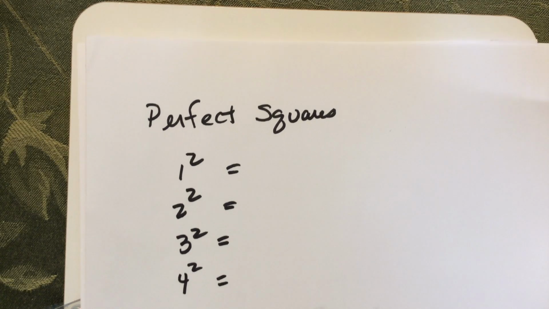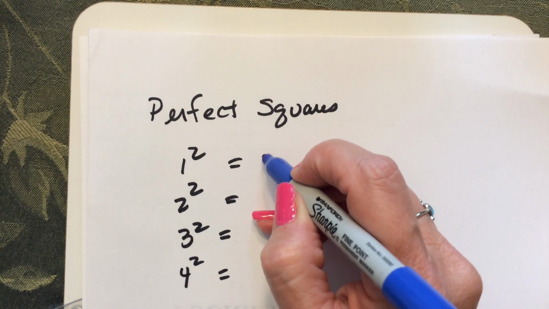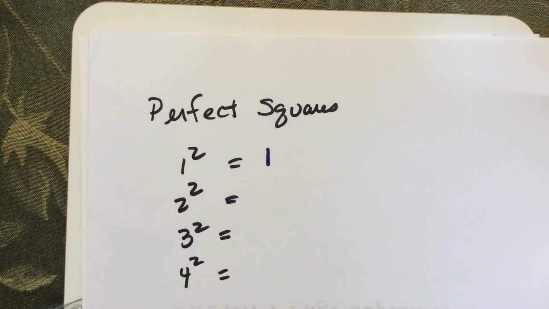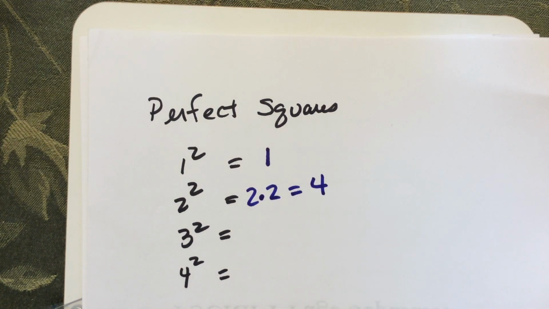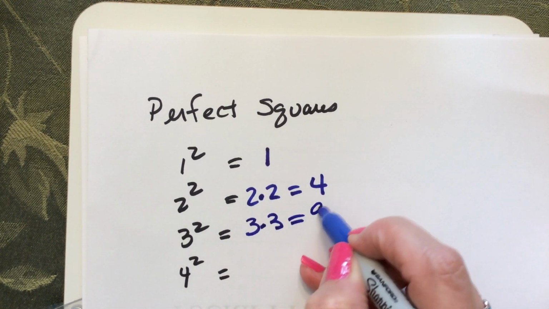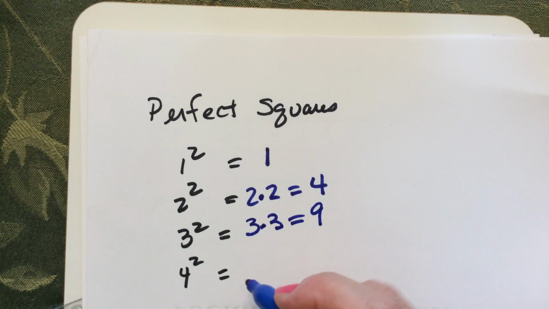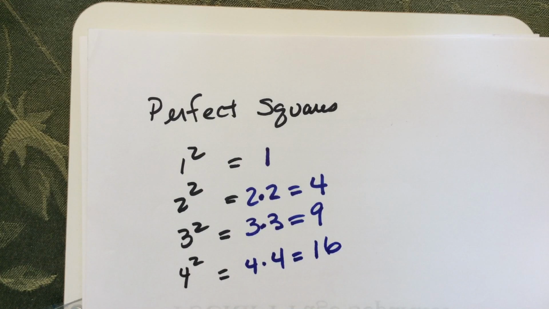So the first thing we're going to look at are what I call perfect squares. And perfect squares are a number multiplied by itself. So 1 squared, 1 times 1 would be 1. 2 squared is 2 times 2, right? 2 times 2, which is 4. 3 squared is 3 times 3, which is 9. And 4 squared is 4 times 4, which is 16. So these are my perfect squares. So 16 is a perfect square because it is 4 times 4.